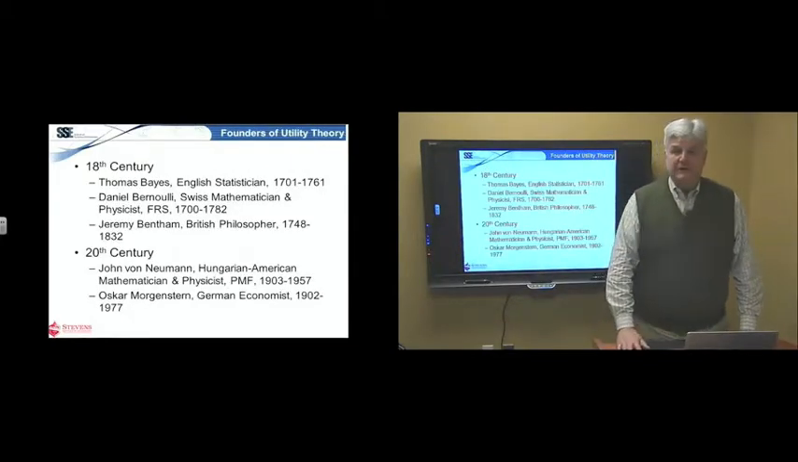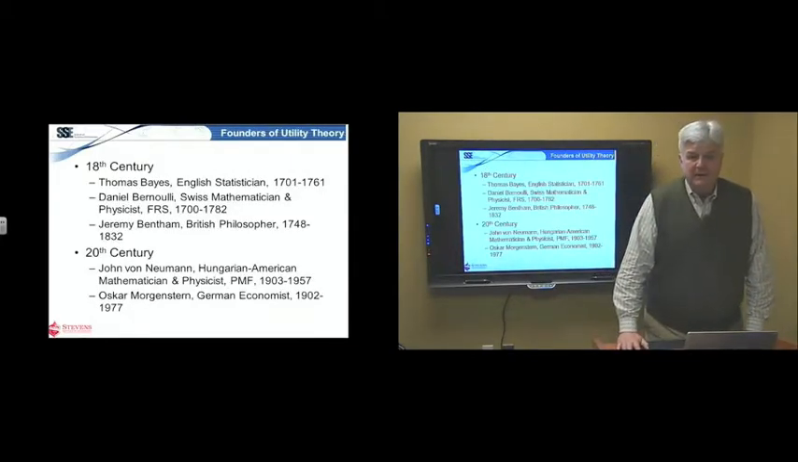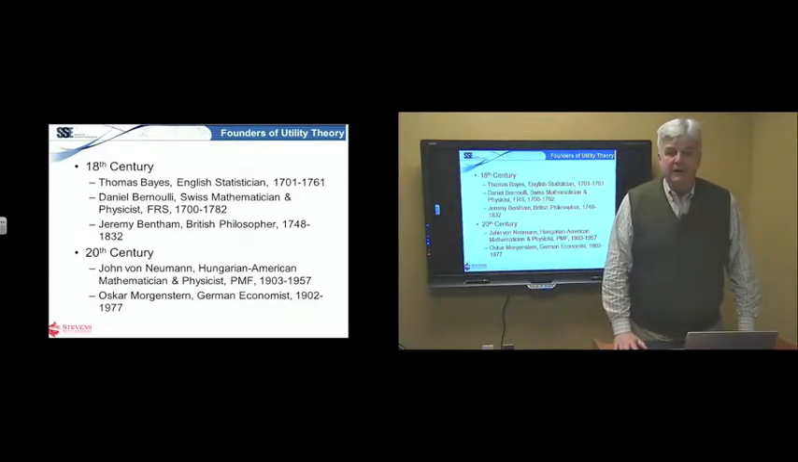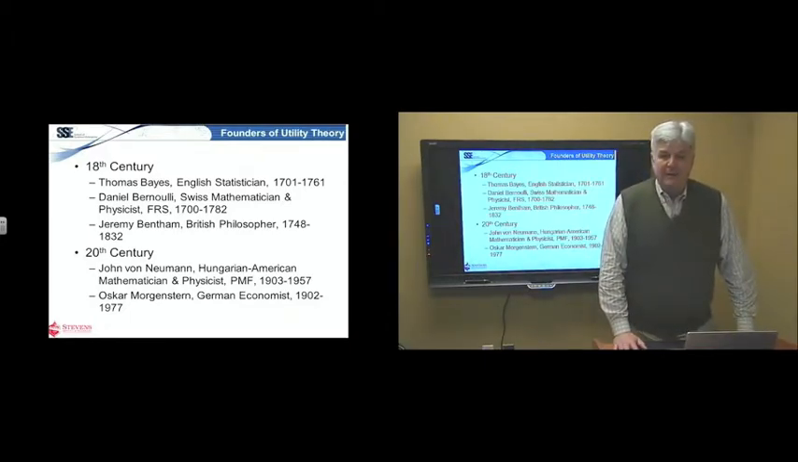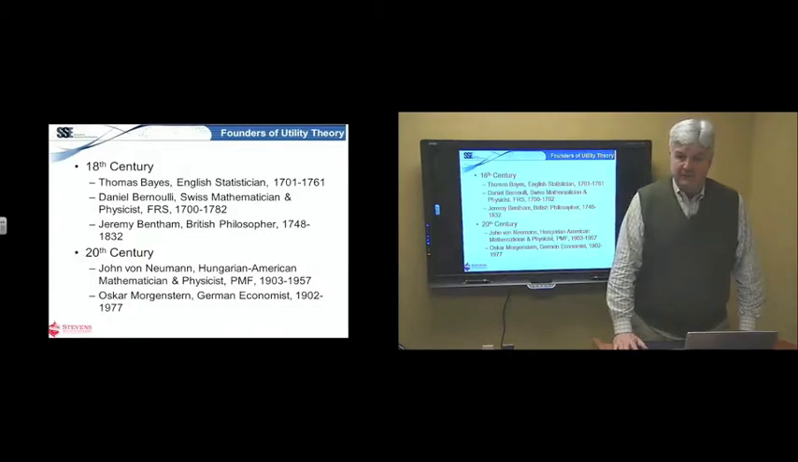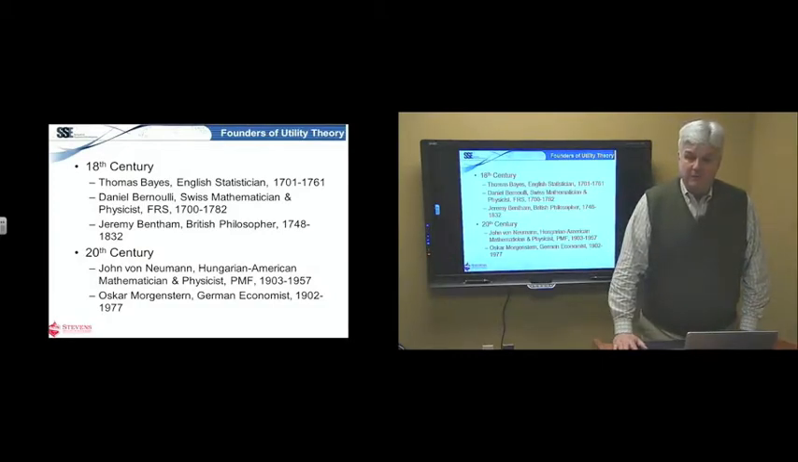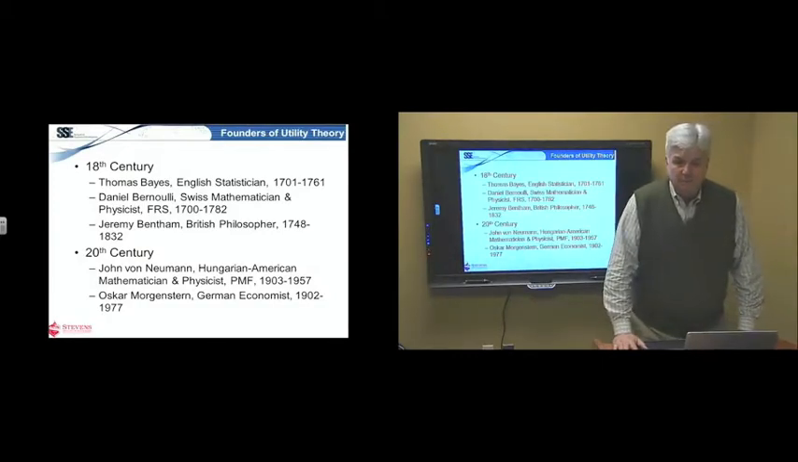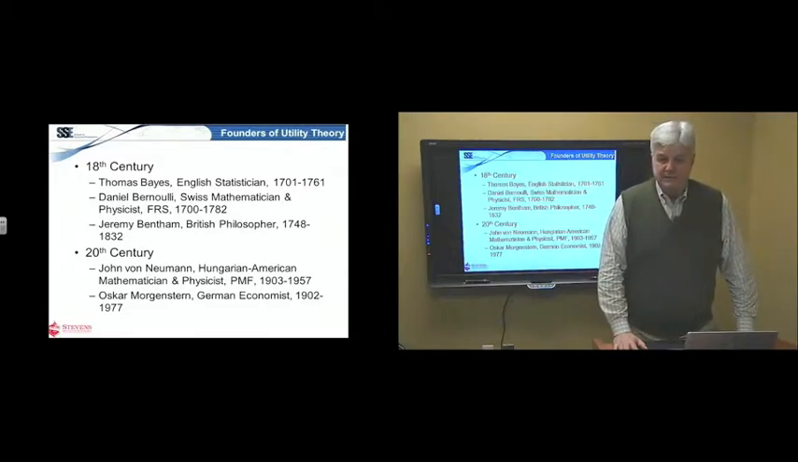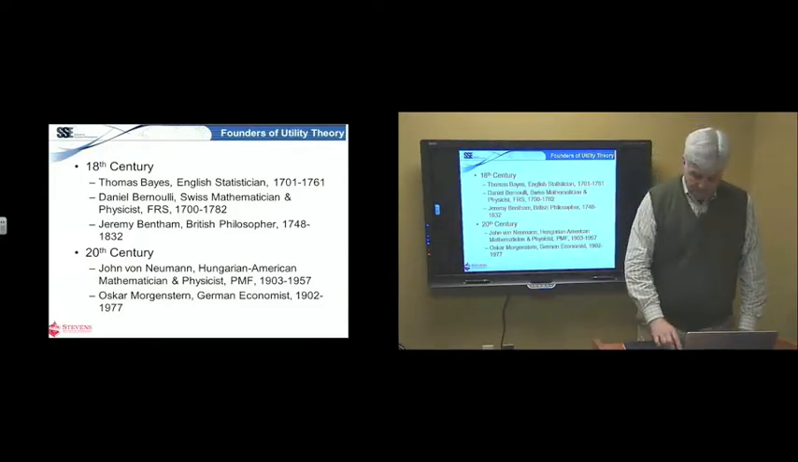The founders of utility theory will be also people you'll meet. Thomas Bayes, Daniel Bernoulli, and Jeremy Bentham, back in the 1700s, worried a lot about the whole notion of utility and what is something worth to somebody. In the 20th century, John von Neumann and Oscar Morgenstern formalized this. In their famous book in 1948 on theory of games and economic behavior, they formalized utility theory, gave it a firm mathematical basis that you'll learn about in lectures 2 and 3.